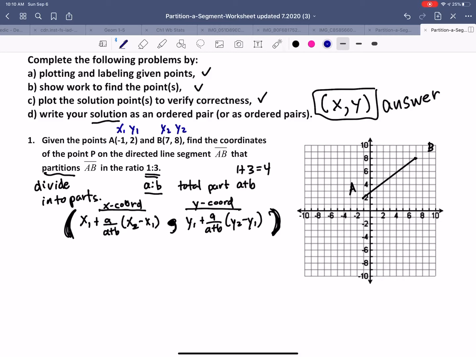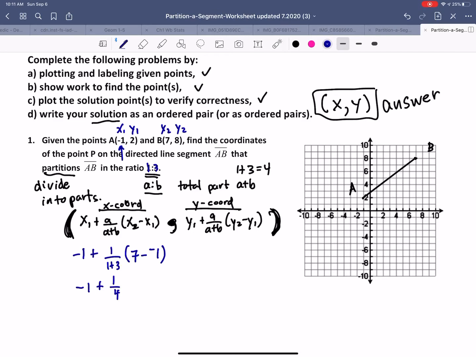So I labeled the -1 x1, and a and b are 1 and 3, right? So 1 over 1 plus 3. x2 is 7, so 7 minus -1. That's our x1 coordinate again. So let's clean this up. It says -1 plus 1 over 1 plus 3. Yeah, we already said that was a fourth.